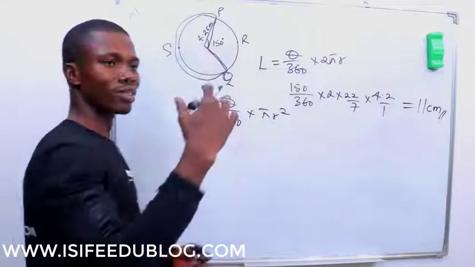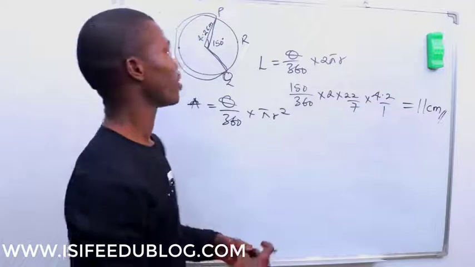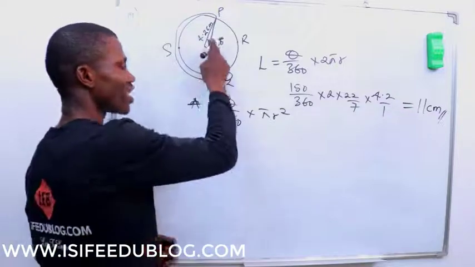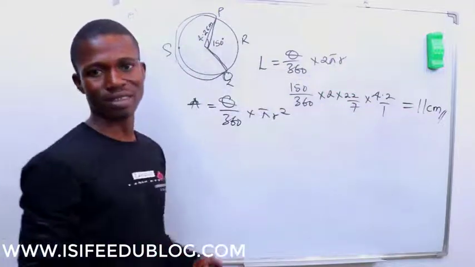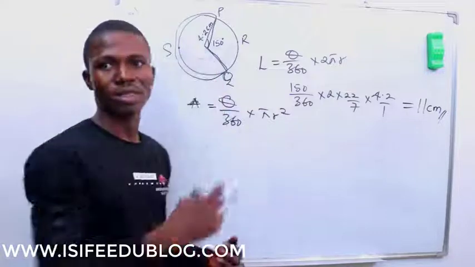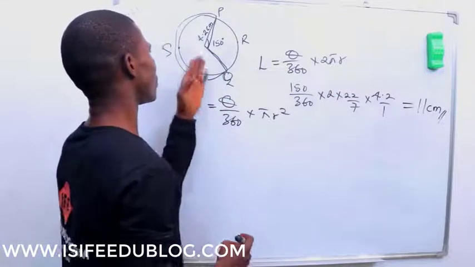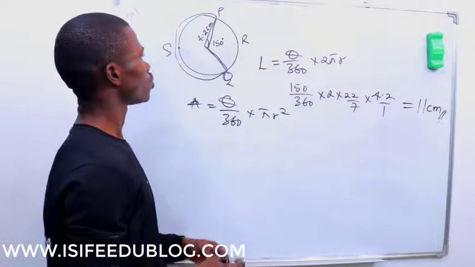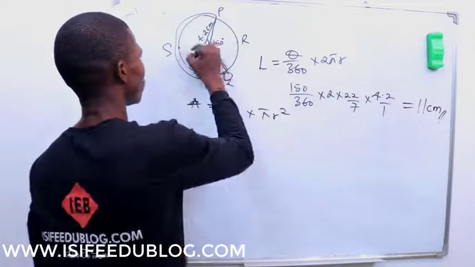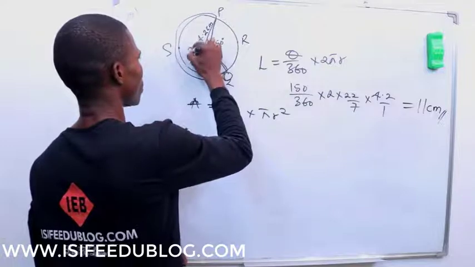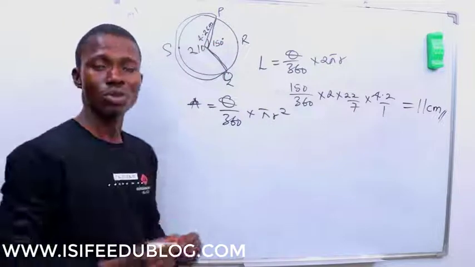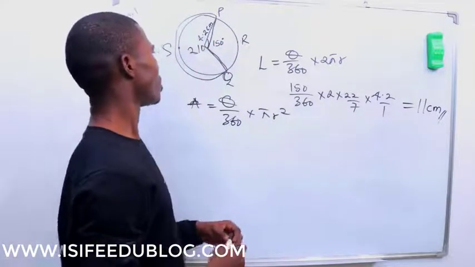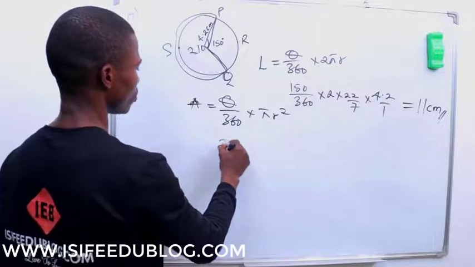You know, angle in a circle is 360. If angle in a circle is 360 and we have taken 150 away from 360, how many is our remainder? So 360 minus 150 will give us what? 210. So the angle here is supposed to be 210. So the angle will be 210. We work with 210.